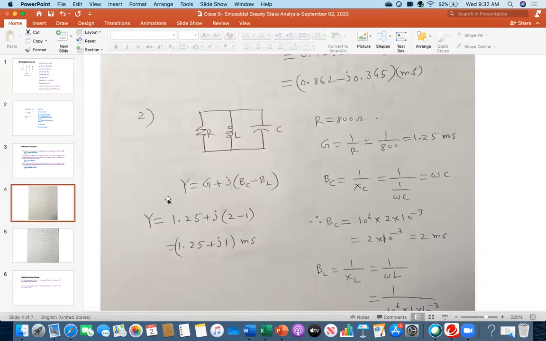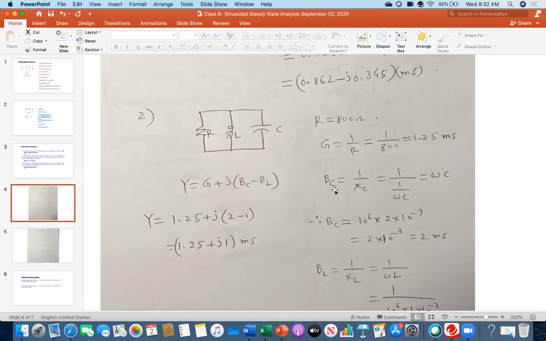So then look at this one. After writing this equation, first I am writing R was 800. The R value was given in that problem. Then I am finding G, 1 over R. So 1 over 800 gave me 1.25 millisiemens. Then I am finding the next one, BC.